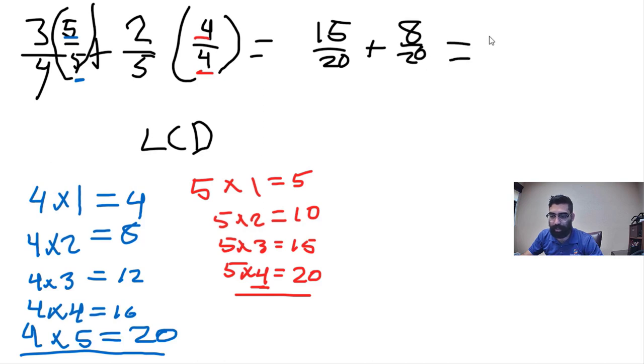Our answer is an improper fraction. Next video, we will cover how to convert improper fractions into mixed numbers.